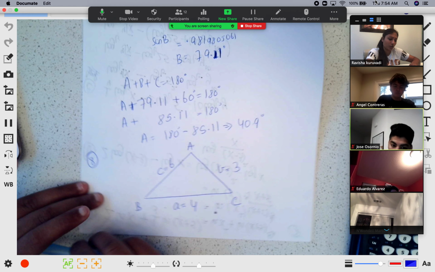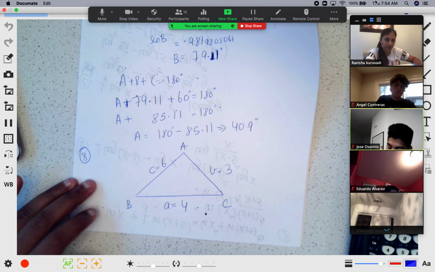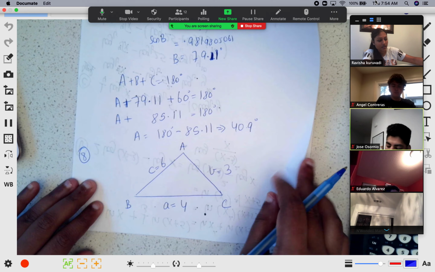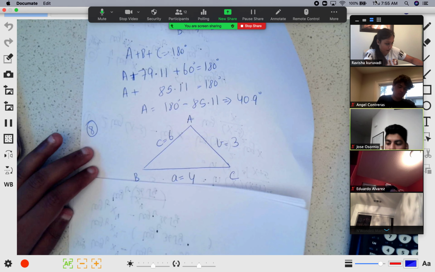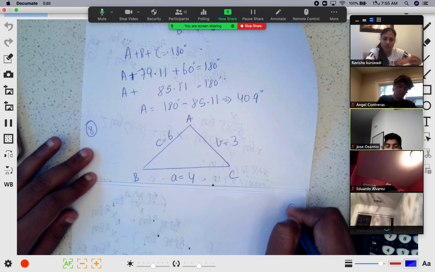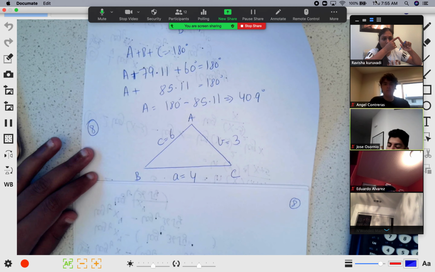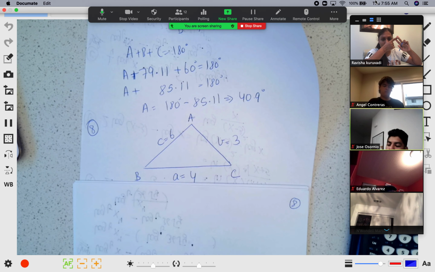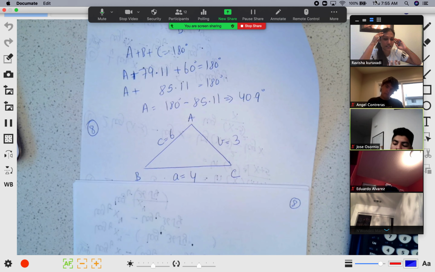Basically, I need to find two angles. The third one will be 180 minus the sum of those two. Does anyone have any idea? I have taught you three things. This is not a right angle triangle, so I am definitely not using the Pythagorean theorem. Either I use the law of sines or the law of cosines. Can anyone tell me how I can find an angle using either law of sines or law of cosines?